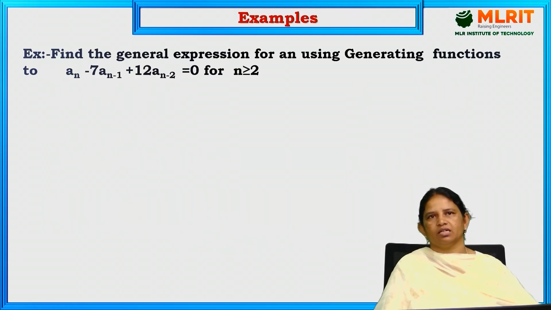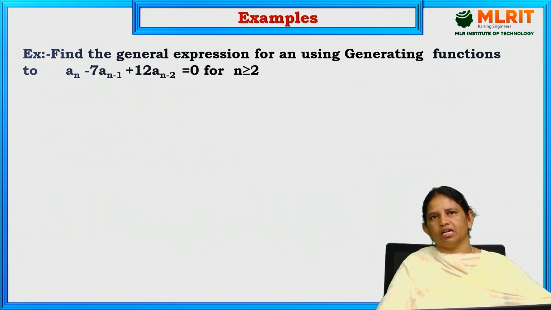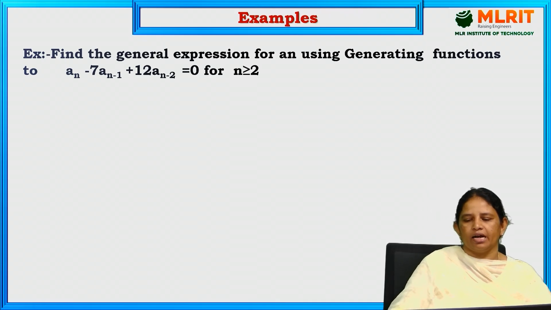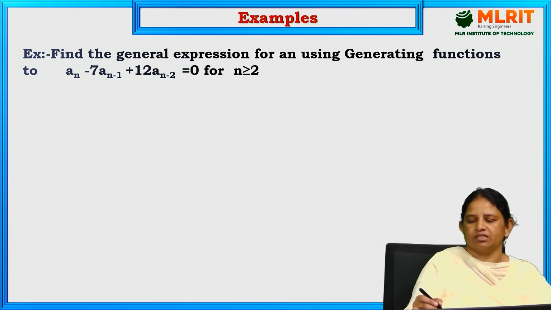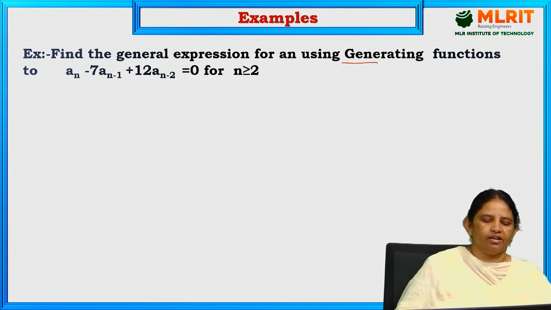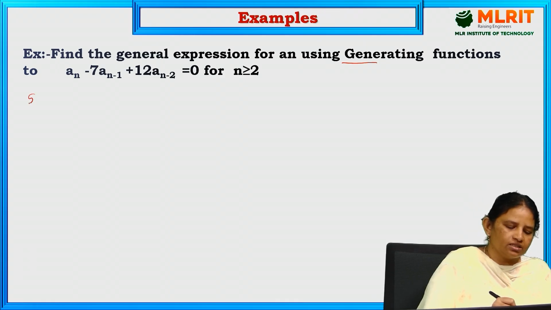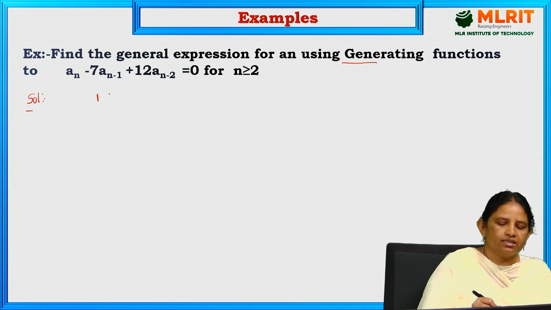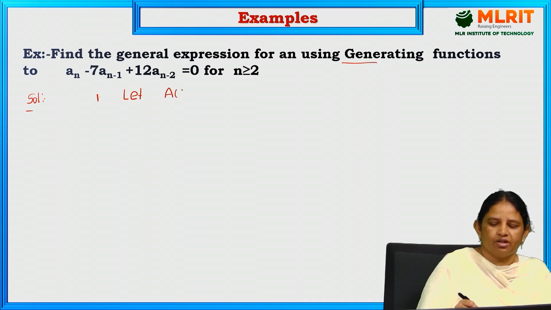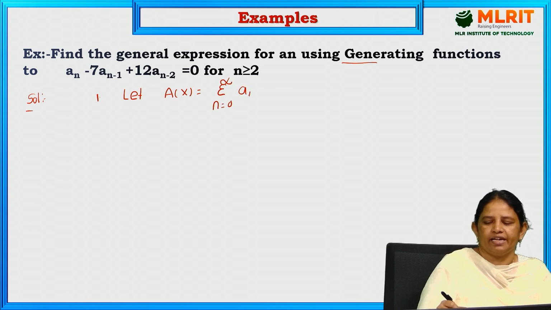Now consider the second example. Find the general expression for a given recurrence relation using the generating function. So what is the first term? What is step number 1? Let a of x equal sigma n equal to 0 to infinity a n x to the power of n.